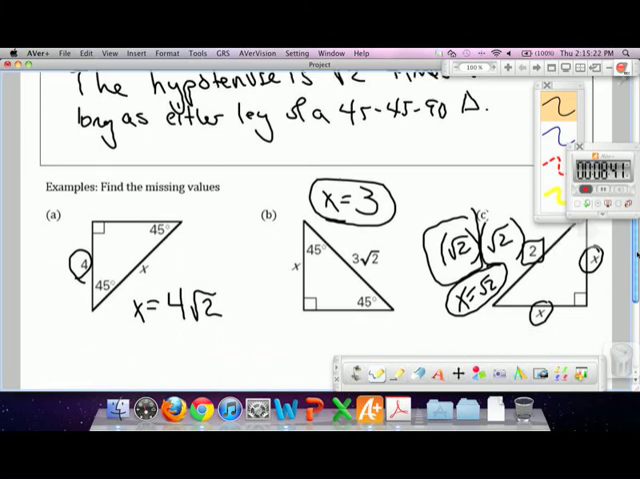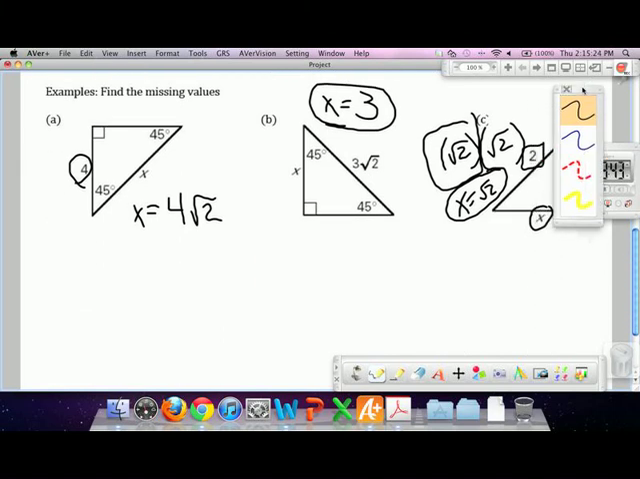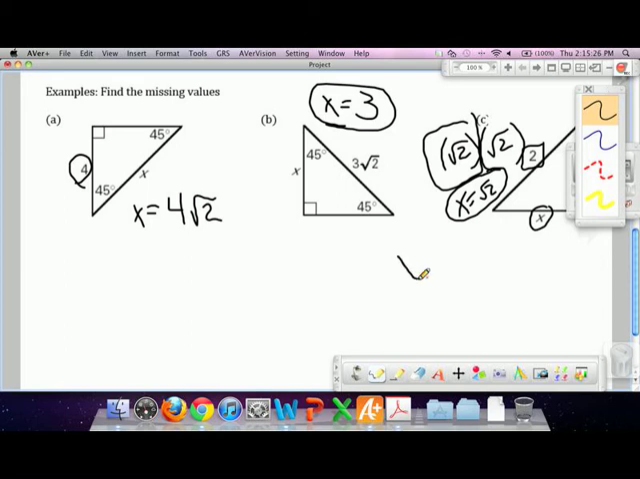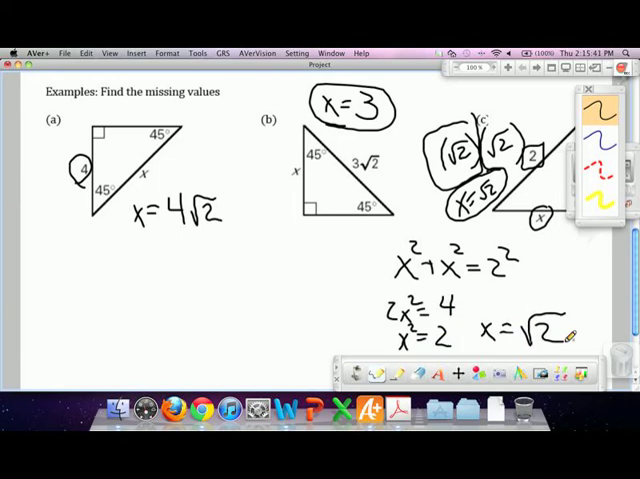Again, if that's not working for you, since I told you those two values, you could always fall back on x squared plus x squared equals 2 squared, and say 2x squared equals 4. X squared equals 2. Therefore, x must be the square root of 2. That would be another way to get to the same answer.